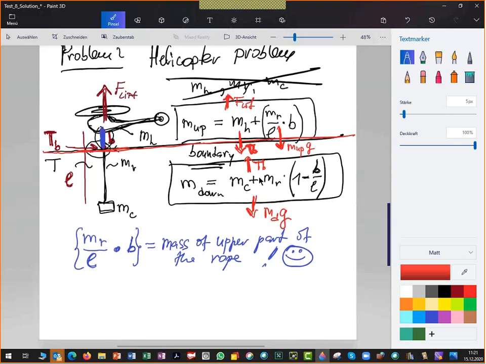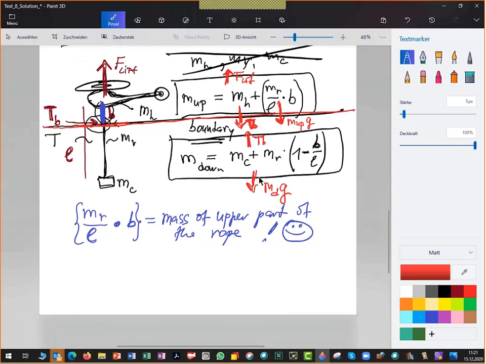So now we are ready to go to the next step. Let's define the axis. We've shown all forces. I would say let's choose the upwards direction positive, although it doesn't matter. And now after I did this, I'm writing the second Newton's law for M up and for M down. So let me do it for M up.